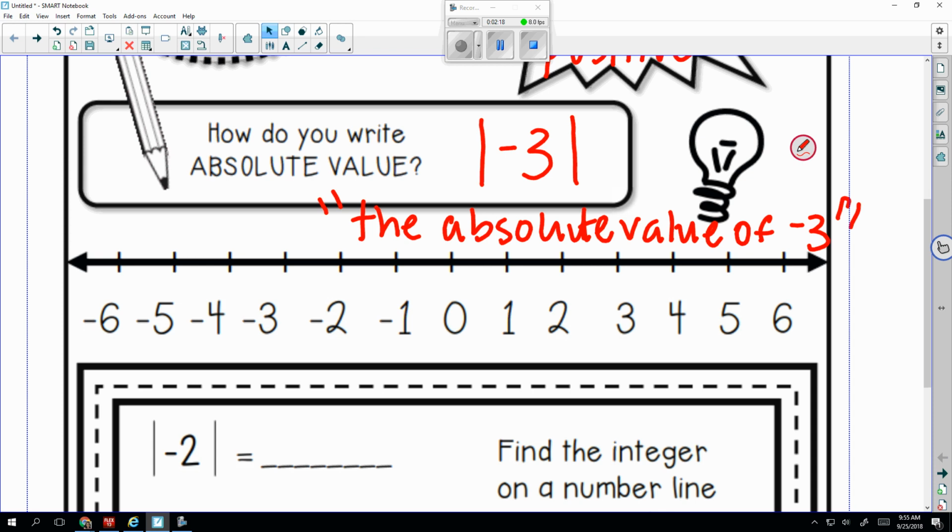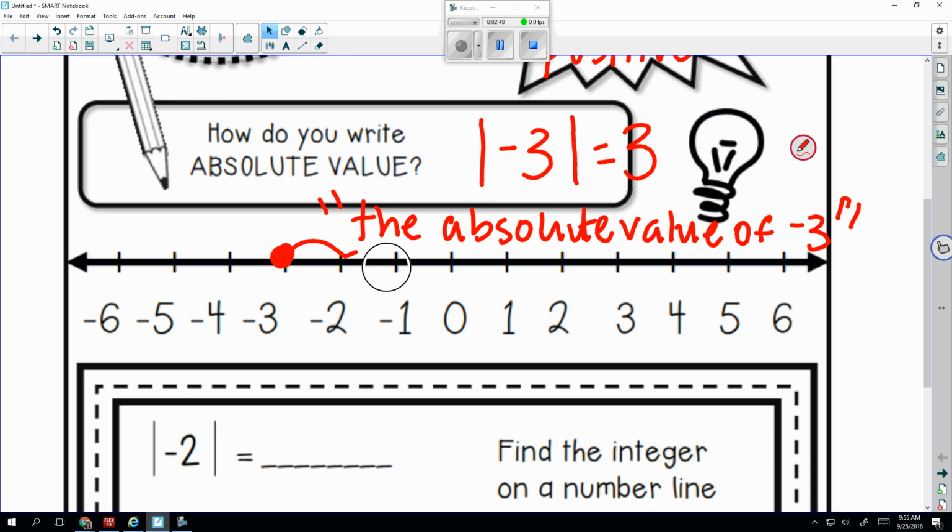Well, what is the absolute value of -3? Let's look at our number line. Here's -3, so we put the dot over -3. Go back to the top of your paper. What is the absolute value? It's the distance from 0. How far is -3 from 0? 1, 2, 3. So what's the absolute value of -3? 3, positive 3. Does that make sense? Now, it looks kind of like opposites.